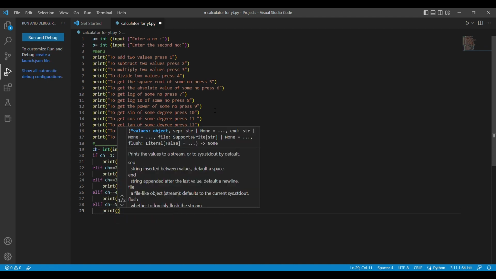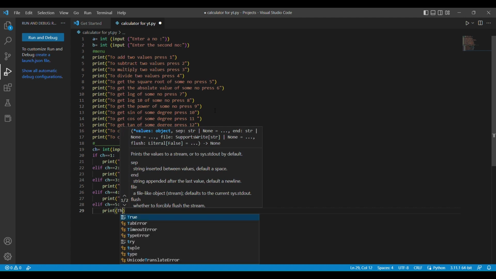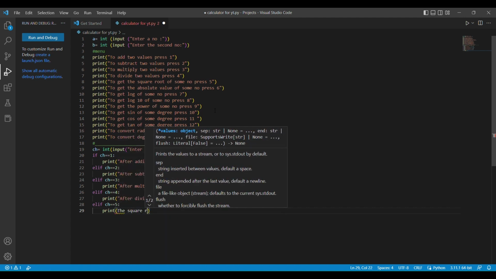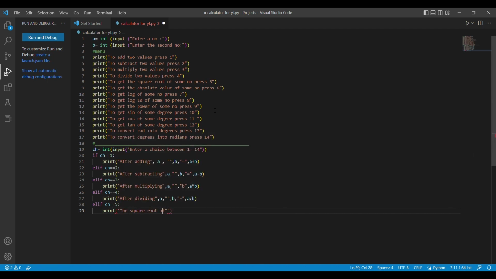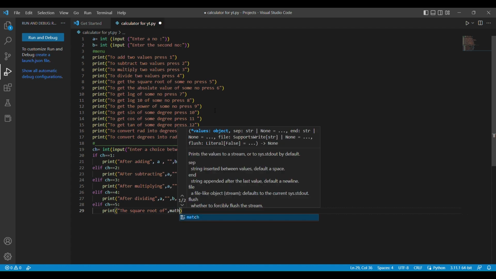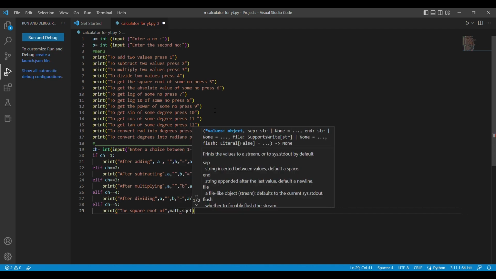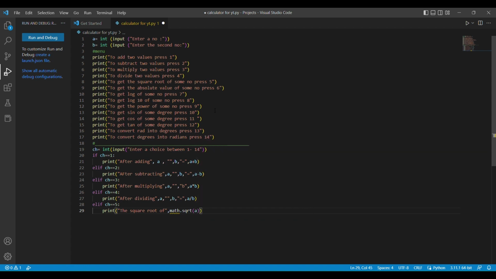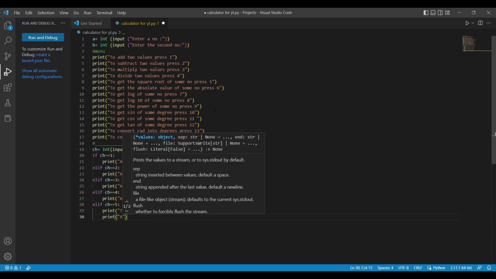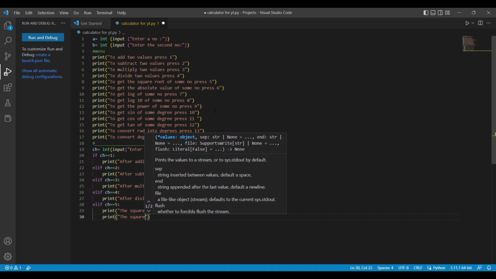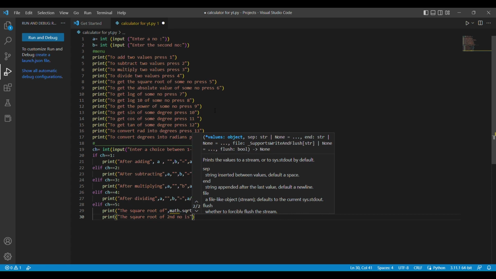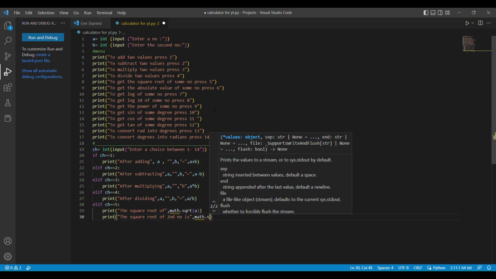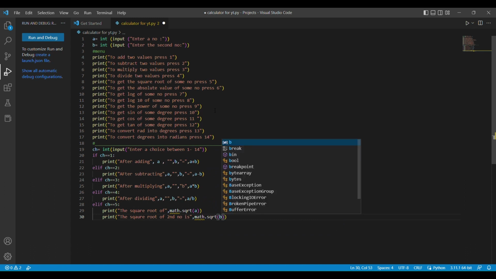Print the square root of, oh I forgot to give inverted commas, comma math dot sqrt and the number. Okay. Similarly, if he or she wants to get the square root of the other number also, so the square root of second number is, comma math dot sqrt b.